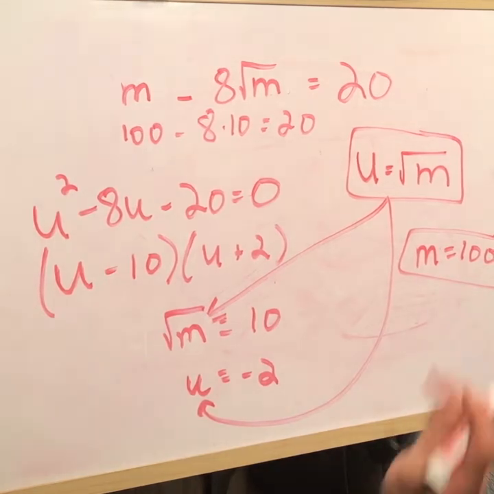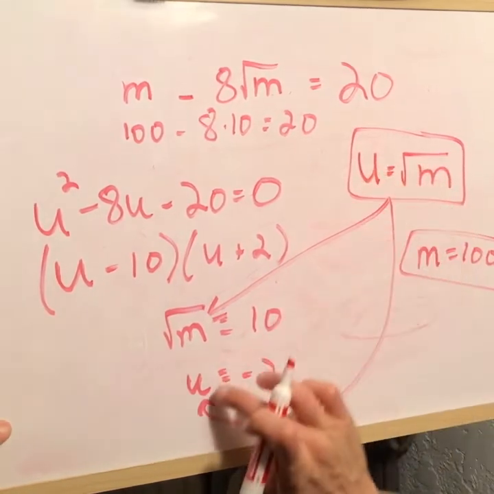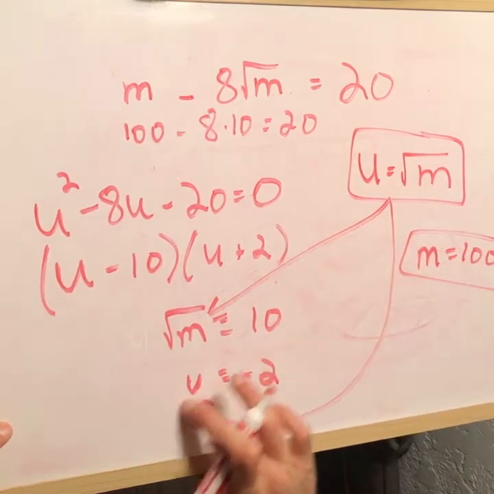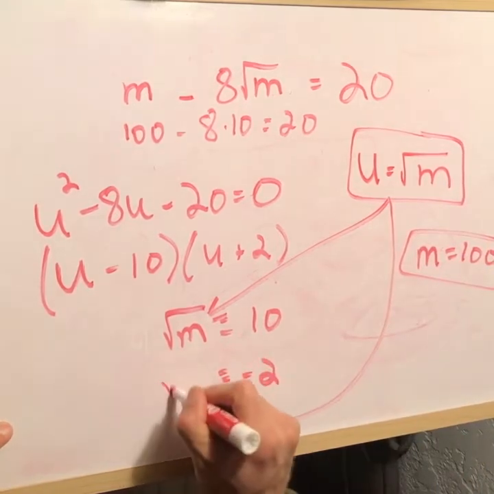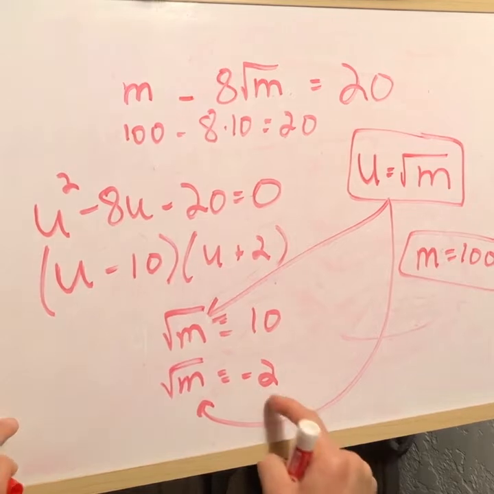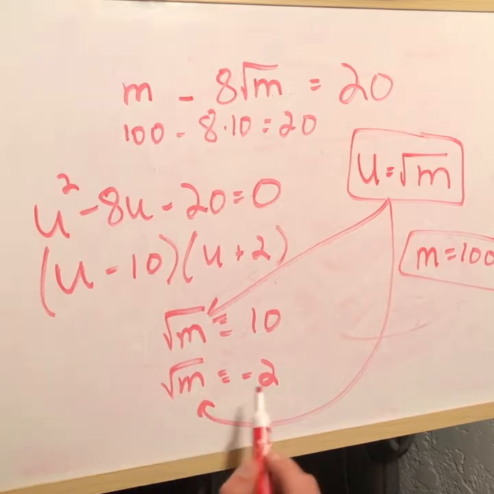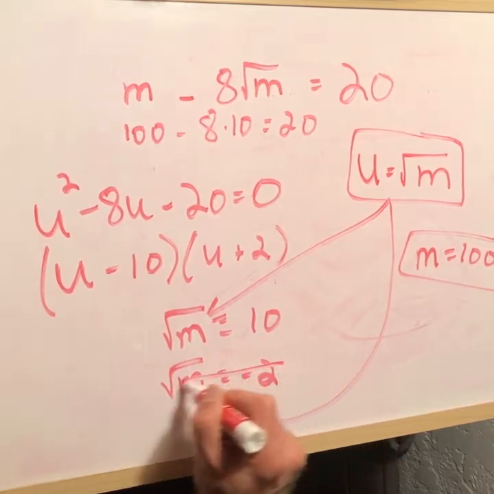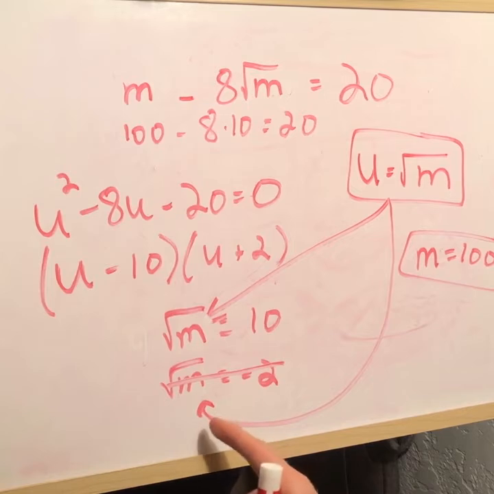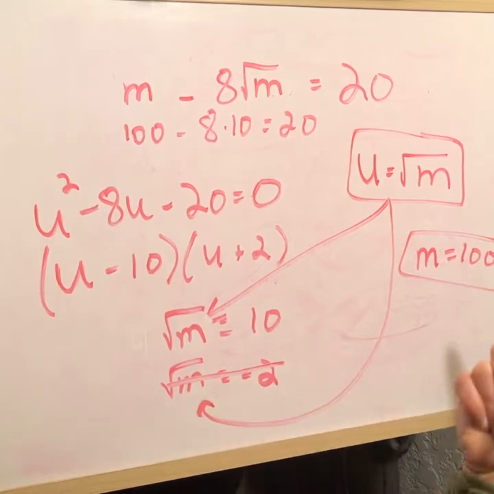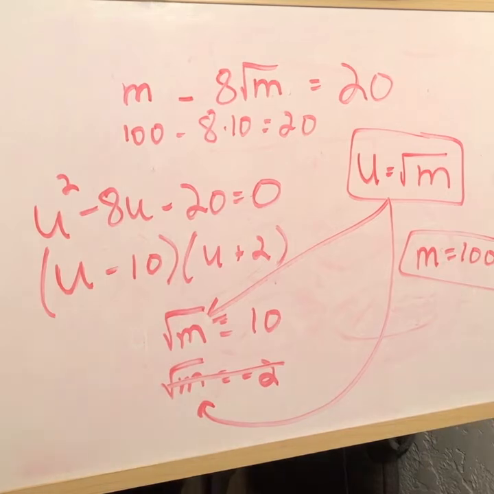Okay, now my next one, I'm going to substitute the u for what it equals. It doesn't equal just u, it's actually the square root of m. Now look, this is called an extraneous solution. The reason why is because whenever you have a square root, you can't have a negative answer. So technically, this will not give you an answer because you can't square root a number to get a negative answer. There's only one solution, which is m equals 100.